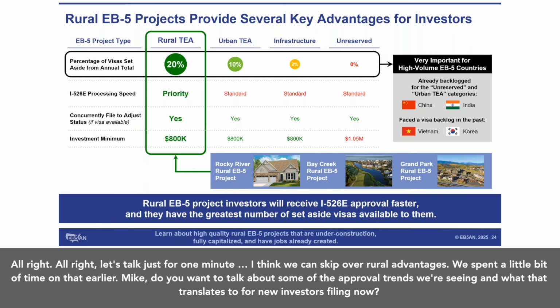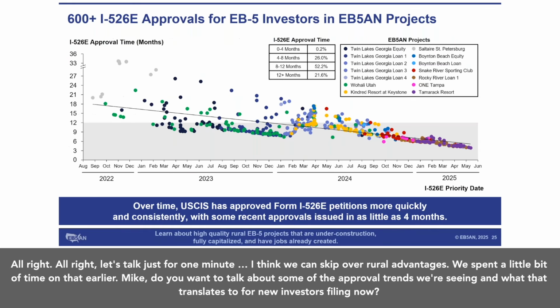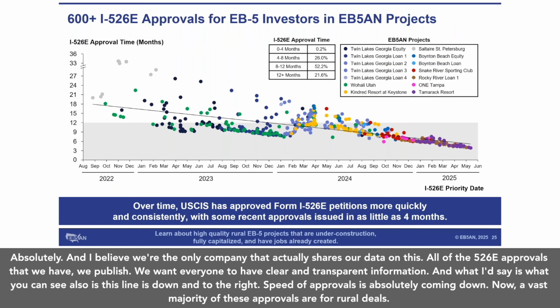All right, let's talk just for 1 minute. I think we can skip over rural advantages. We spent a little bit of time on that earlier. Mike, do you want to talk about some of the approval trends we're seeing and what that translates to for new investors filing now?